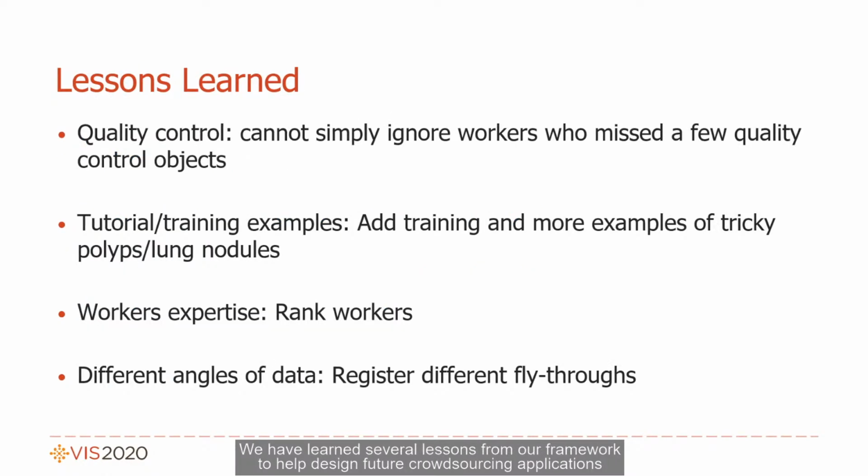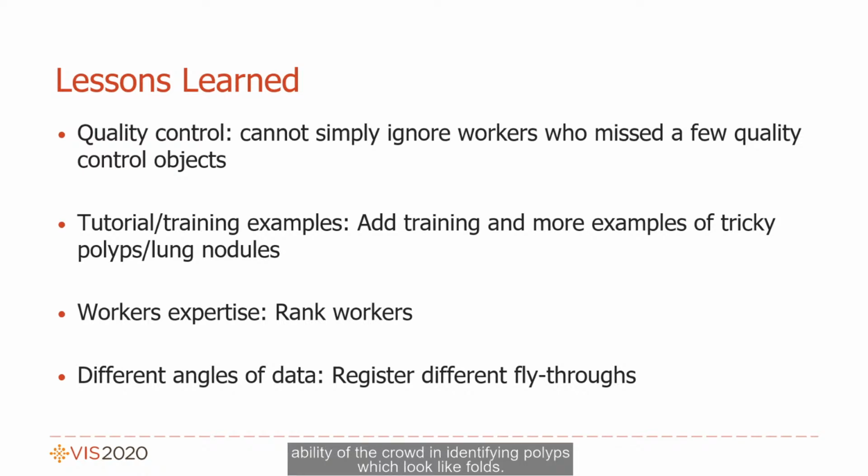We have learned several lessons from our framework to help design future crowdsourcing applications and visual analytics for medical crowdsourcing applications. Some workers miss some quality control objects but have good accuracy since they focus on the target object. Thus, we cannot ignore workers who miss a few quality control objects. Additional training and more examples of tricky polyps, like nodules, might help improve the ability of the crowd in identifying polyps which look like a fault.